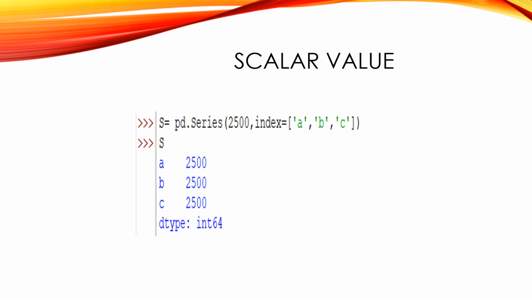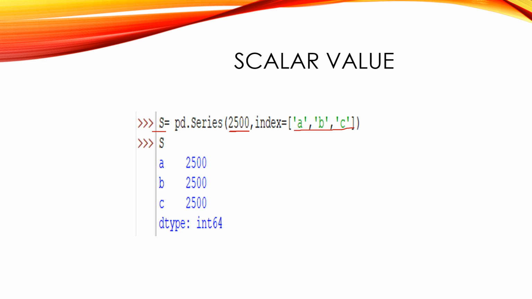Now we are creating a series using a scalar value. We have created an object S using pd.Series where the argument we have given is 2500, which is a numerical value. However, we have given three indexes A, B and C. The value is 1, the indexes are 3. Thus we have taken a scalar value.